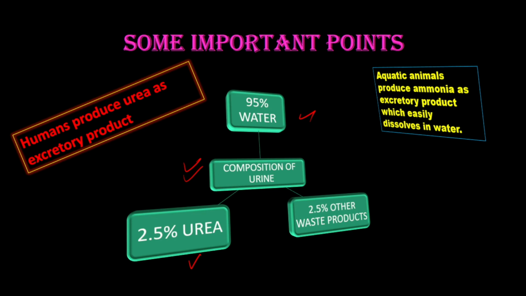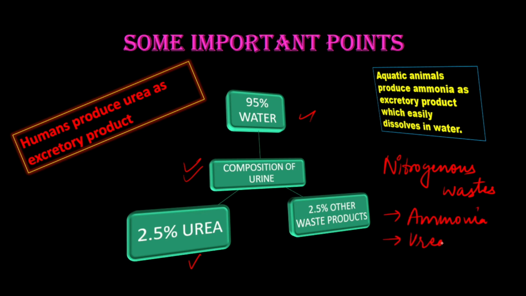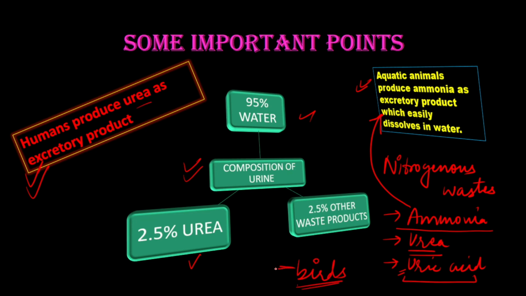Now, different types of nitrogenous wastes are present in our body. These can be ammonia, urea, uric acid. Right? Aquatic animals produce ammonia which dissolves in water easily. The next one is urea, which is excreted out by humans, and some different animals also. You must have seen that the stool passed by birds is very solid in nature, right? That is because of the presence of uric acid.